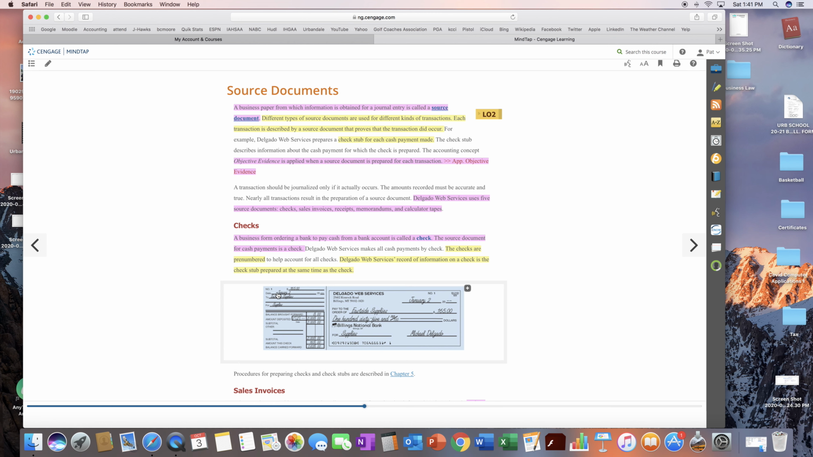They're pre-numbered, so each check has a number on the check and on the check stub as well. You record all this information: the date, who it's to, the amount in numerals, and then you write out the amount in English. You put what the check was for and sign the check. On the check stub, we'll write the amount, the date, who it's to, and what it's for, and then we'll keep track of the balance. So balance brought forward is how much money we have.